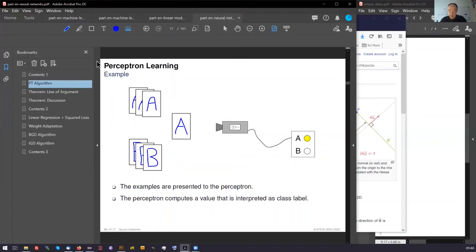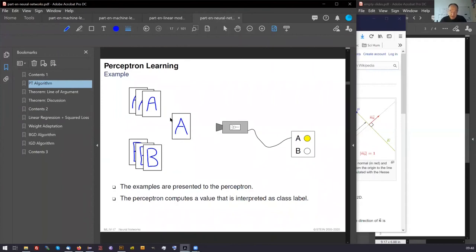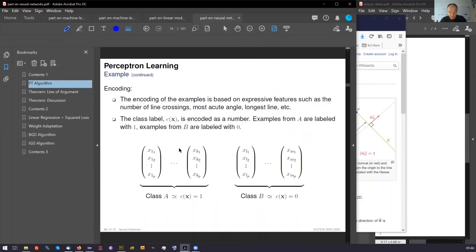And to make this manageable for a computer, we compute features from these letters, for instance, the number of crossings or the height or the level of darkness which this blue here introduces. You can invent whatever you want. And then we have these two classes here. On the left hand side, we have the vector which we assign, because we know these letters, to class A, and on the right hand side, we have class B.